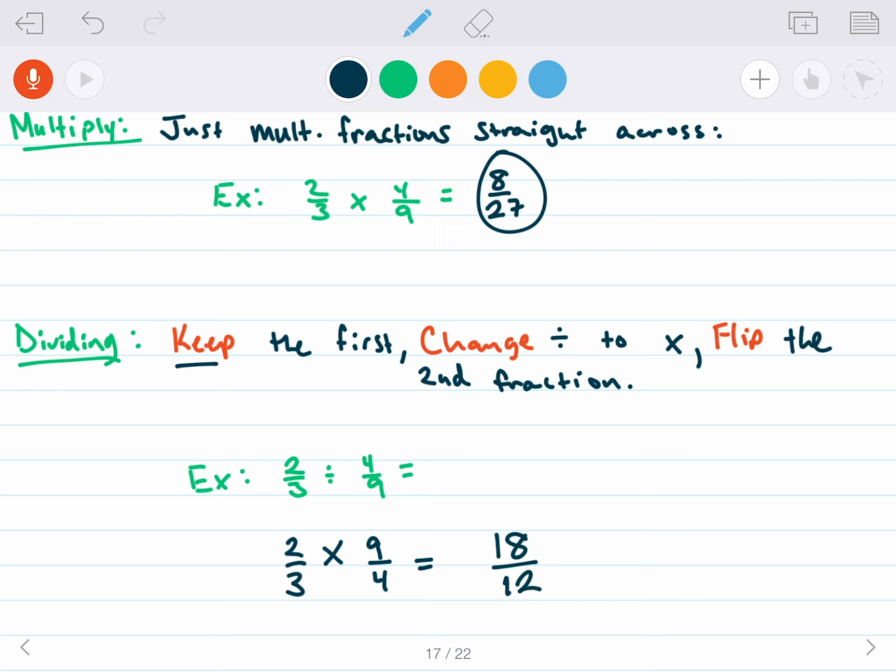And if I wanted to find an equivalent fraction in lower terms, I could just divide by common factors, right? So I know that 18 and 12 are both divisible by 3. So an equivalent fraction here would be 6/4. And I can go even lower than that. 6 divided by 2 is 3, and 4 divided by 2 is 2. So in simplest terms, 2/3 divided by 4/9 is 3 over 2.